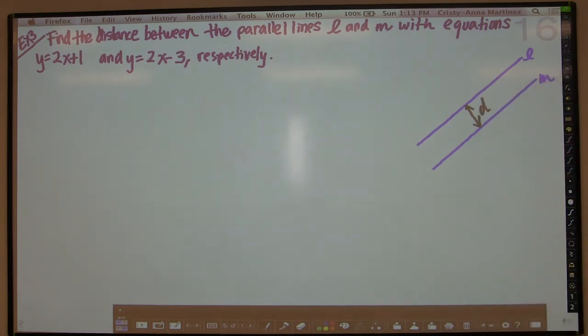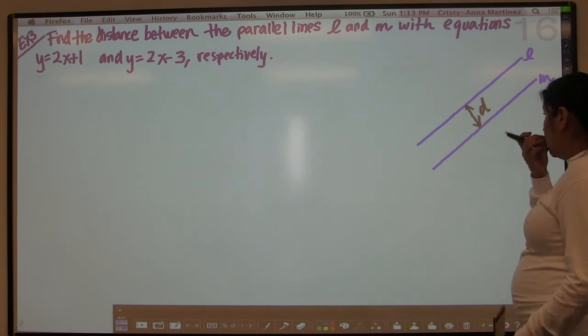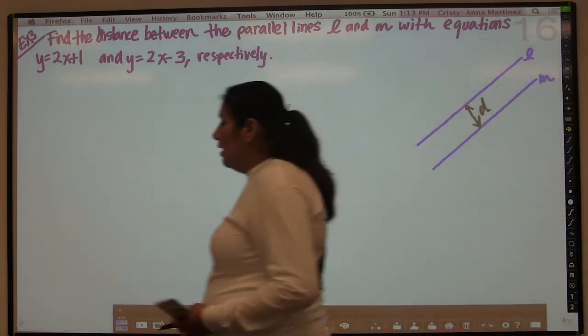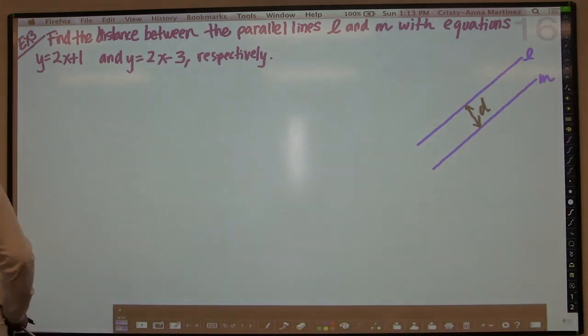So how do we do that? It's kind of crazy, right? And it's a little bit of a process, but basically what we need to do is find the equation of a line that is perpendicular to one of these lines and then solve a system.